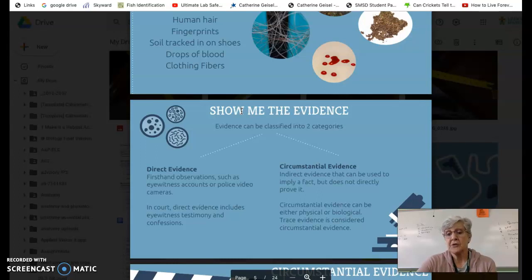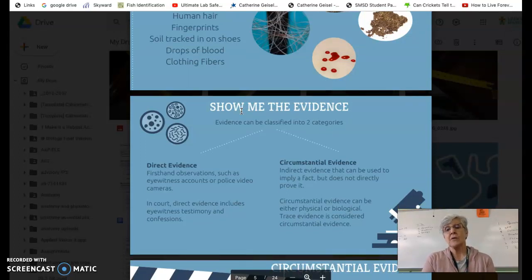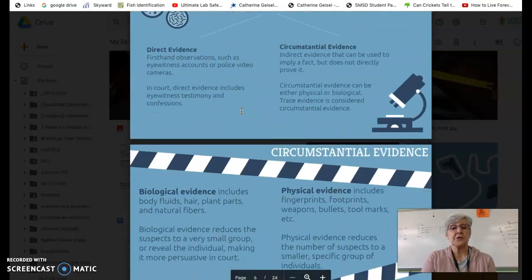Circumstantial evidence, or indirect evidence. Indirect evidence can point towards a person, but it is the physical evidence that is picked up at the crime scene. So it can be used to imply a fact but not directly prove it. It can be either physical, biological, or trace evidence that's considered to be circumstantial. Unless you get a positive DNA test, a lot of the court cases are based on circumstantial evidence, that all of the fingerprinting, the hair, the fiber samples point to one particular person.